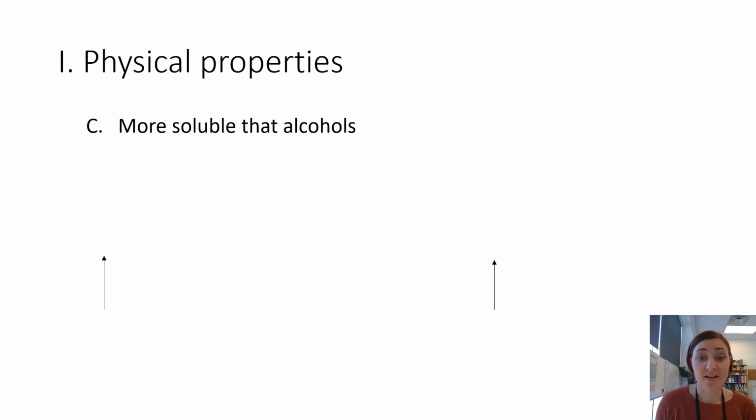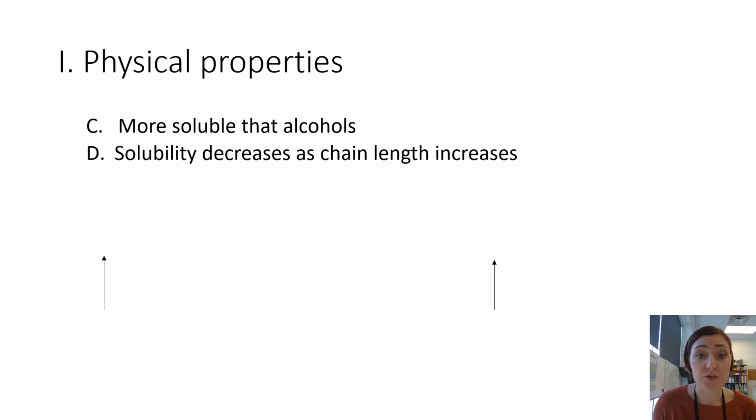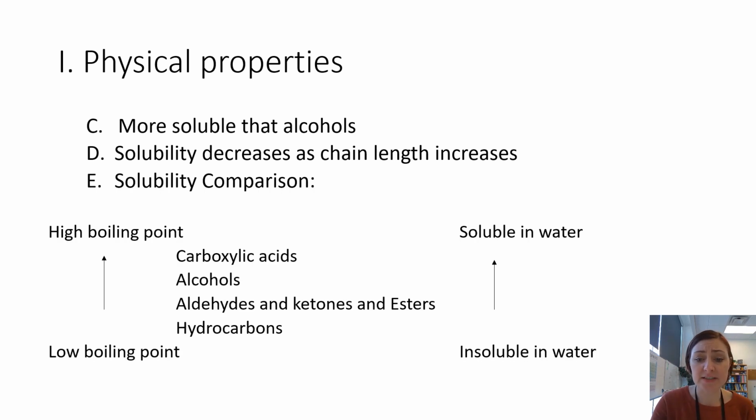Because of the presence of two dipoles, our carboxylic acids tend to be more soluble than alcohols, which only have one hydrogen bond. The solubility, as with every organic compound, is going to decrease as the chain length increases. Let's look at a table of comparison for our solubilities as well as our boiling points.